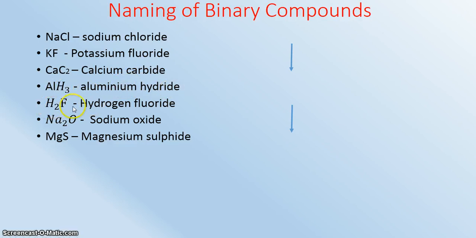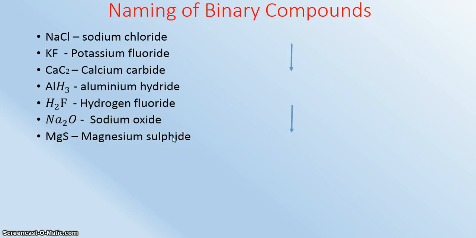We have hydrogen fluoride. Remember, you see here, the hydrogen was acting as an anion or a non-metal, so the name for it is hydride. Over here, the hydrogen came first, so it's behaving as a metal or as a cation. So we didn't do anything to the name. So take note. We have sodium oxide. We also have magnesium sulfide.